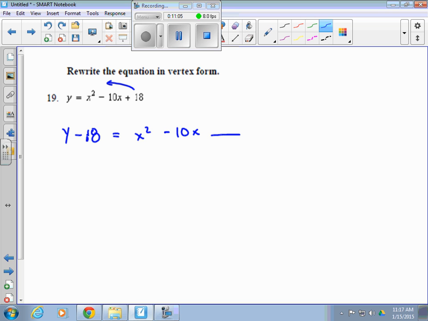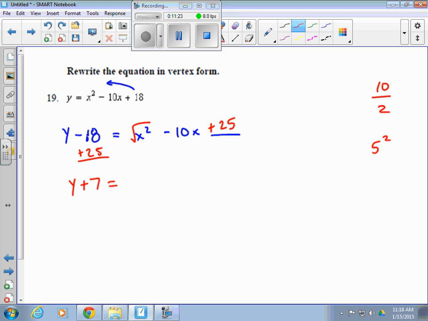You need to get another c. Remember, 10 is your b value, divided by 2 is 5, and 5 squared is positive 25. If you add it there, make sure to add it here. Can't ever do it to one side and not the other. So y minus 18 plus 25 becomes y plus 7 equals.